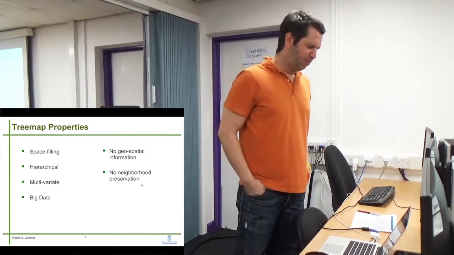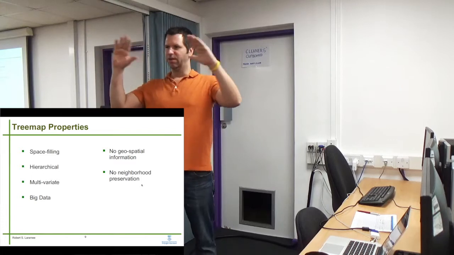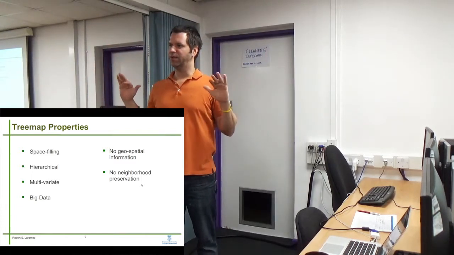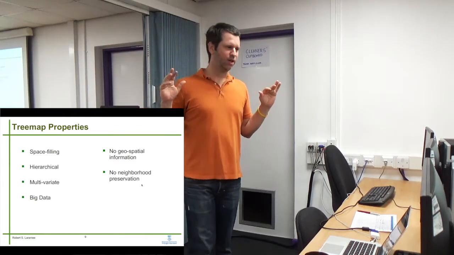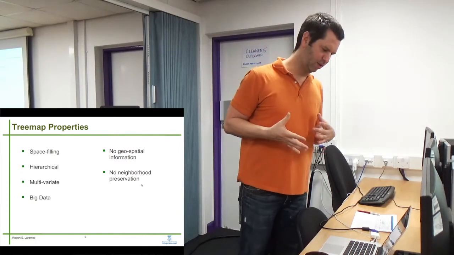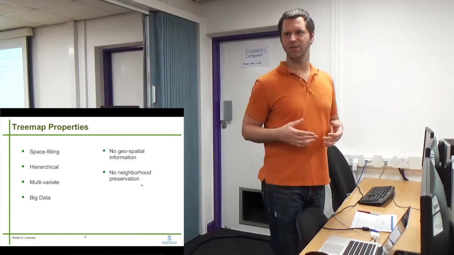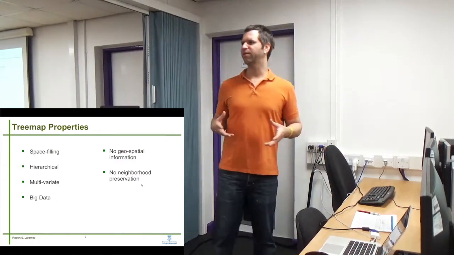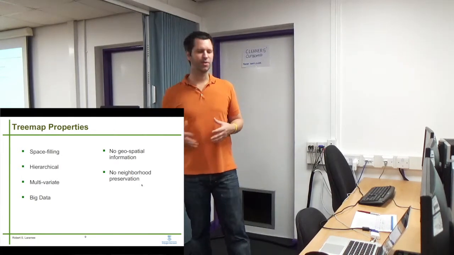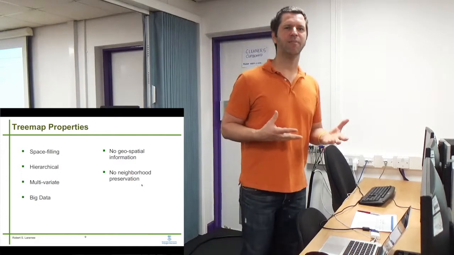So tree map properties: they're space filling, so they make efficient use of your screen space. They can represent hierarchical data. That's very nice, right? Because a lot of data is hierarchical. They can represent multivariate data, so data that has more than one variable or attribute or dimension. And they can represent very, very big amounts.